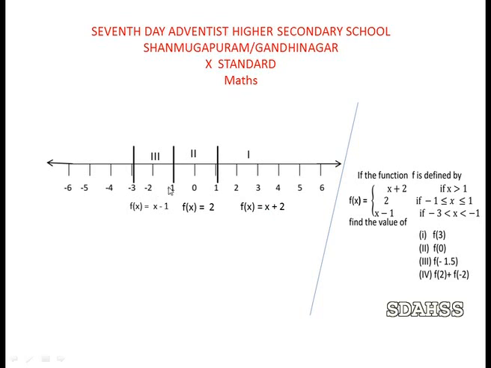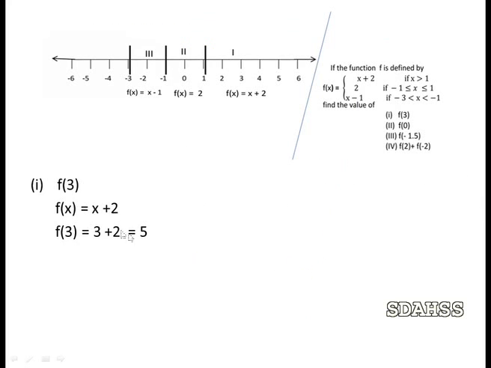The third interval lies between minus 3 and minus 1. F of 3. Here the given value of x is 3. So find out the interval at which the point 3 is located. Here 3 is located in the first interval. So f of x is equal to x plus 2. Now substitute x is equal to 3. F of 3 is equal to 3 plus 2, which is equal to 5.